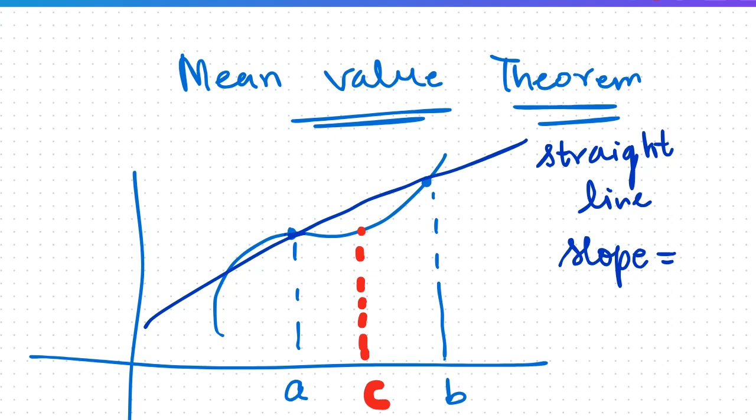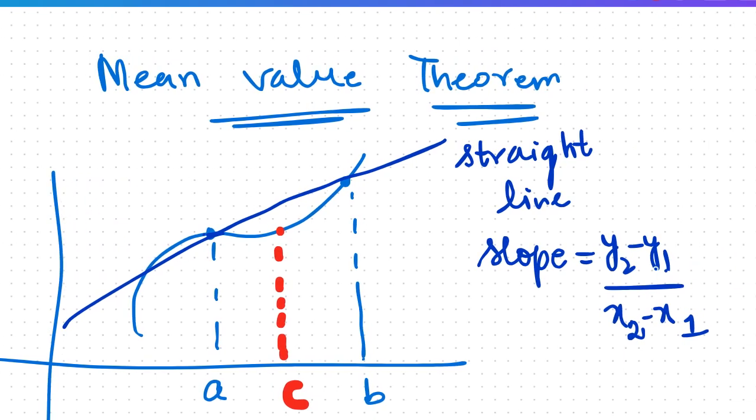Slope is equal to... slope of a straight line is like this, dy by dx, change in y by change in x. Slope means m is equal to dy by dx.